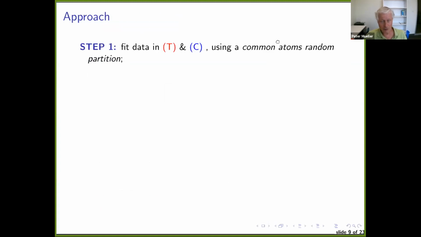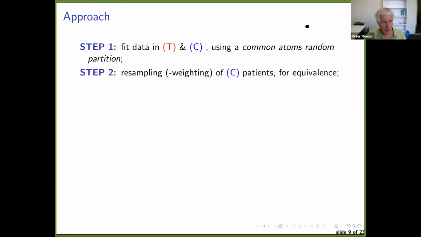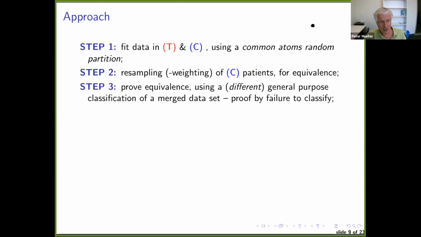So one more time, I want to rehash the scheme, now spelled out as an algorithm. In the first step, we want to fit the data from the red current single arm trial and the blue historical data. We'll do that using a common atoms mixture model coming up on the next slide. See, each time I tell you the scheme again, I make it an inch more formal. On the next slide, we'll have the actual model. In step 2, using this common atoms mixture model, we'll introduce weights to resample, or at least introduce weighting, for the blue patients in such a way that we can claim equivalence.